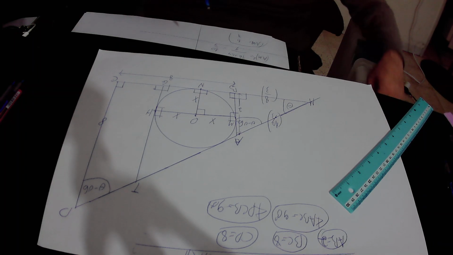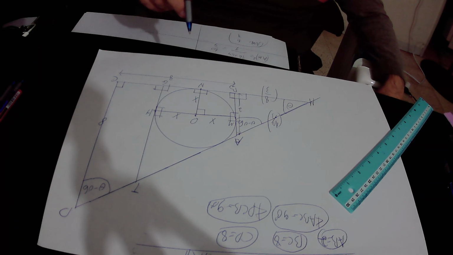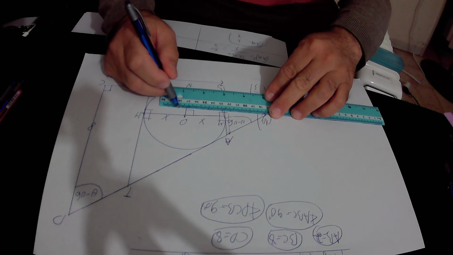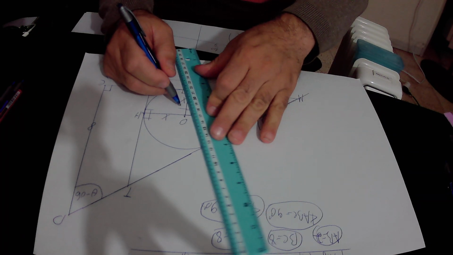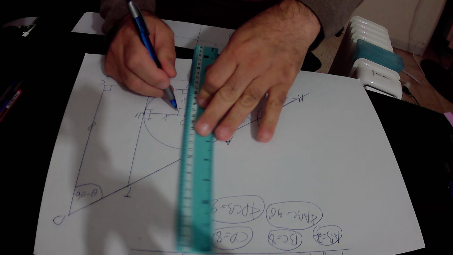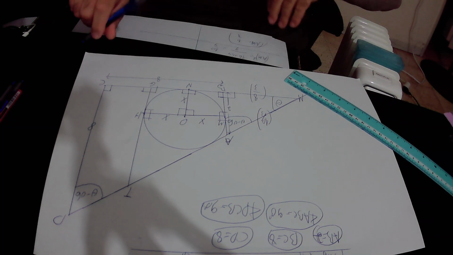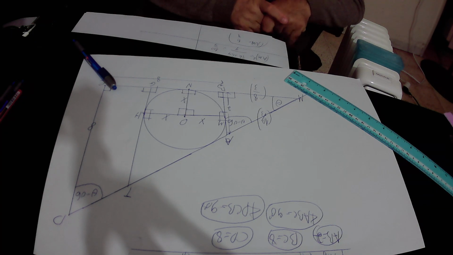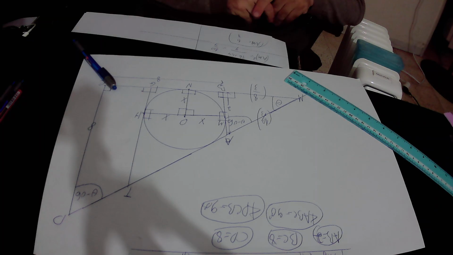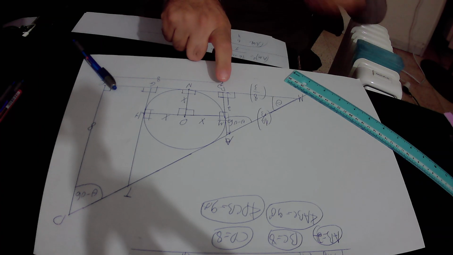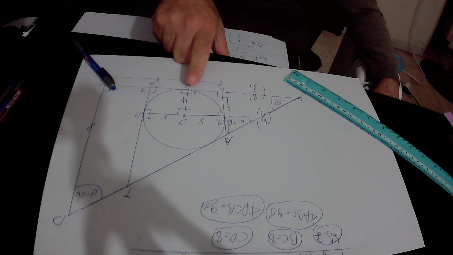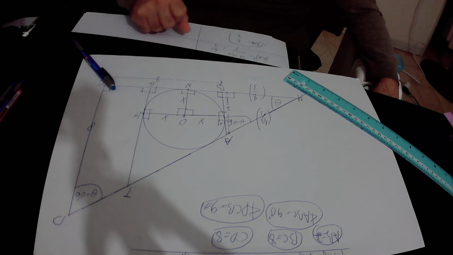So inside quadrilateral OHNG, we have 1, 2, 3 angles. Therefore, the fourth angle must be equal to 90 degrees according to the rule that I have already mentioned, that the sum of the angles in any quadrilateral is equal to 360 degrees. So here we have line segment MH that consists of the two radii of the circle, X and X.